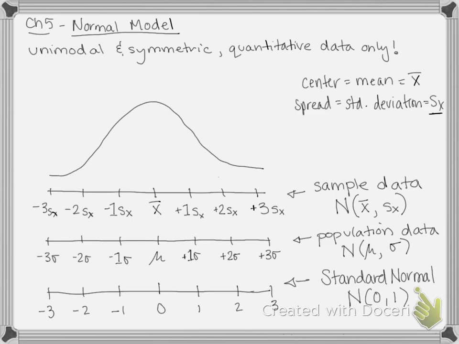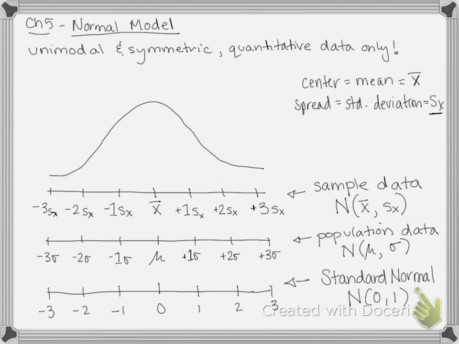I'm either given some sample data, or I find it myself on the calculator. I find my X bar and my S. Maybe somebody gives me population data, or I'm told this is a standard normal model and I can make my picture with a 0 in the middle.